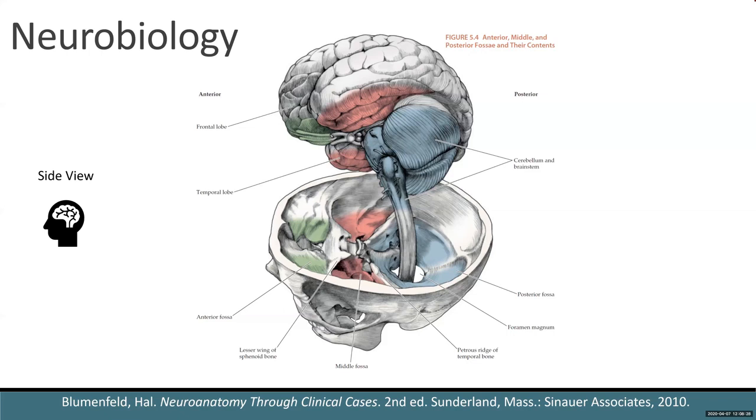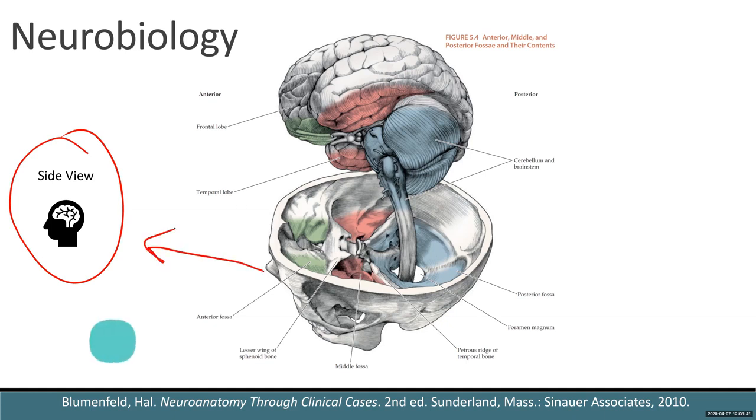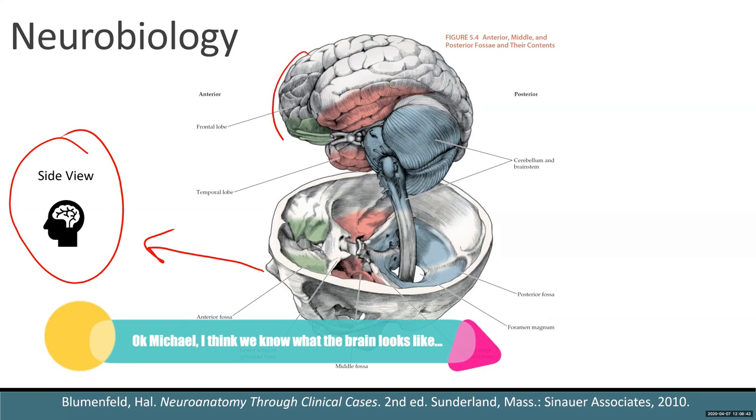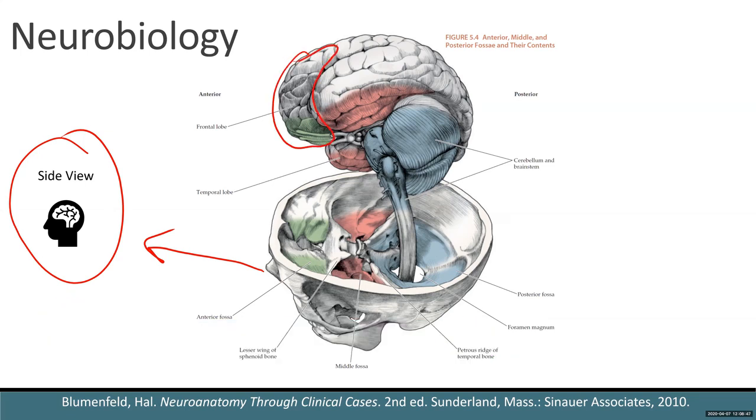So this is the brain, right? We can all agree on that. And this is the view that we're looking at. So this is the side view, as if the person's looking that way. This is the front of the brain, what we call the frontal lobe. Specifically in the very front of the brain, we call the prefrontal cortex. Underneath the prefrontal cortex, in this area right here, is an area called the orbitofrontal cortex, and that'll be important in a second.